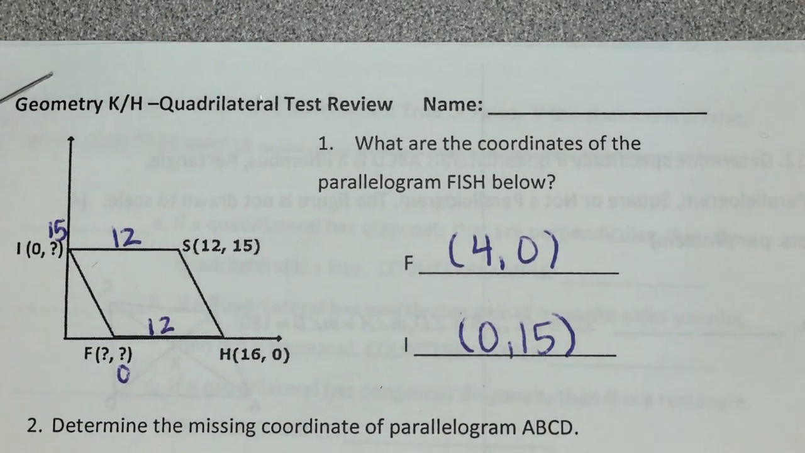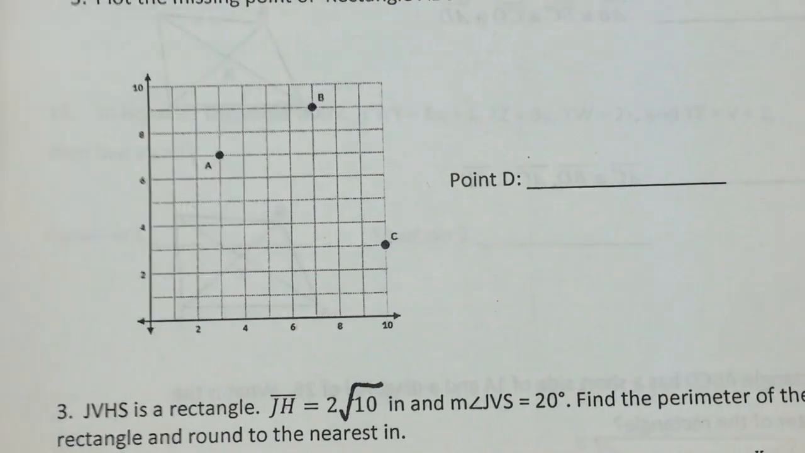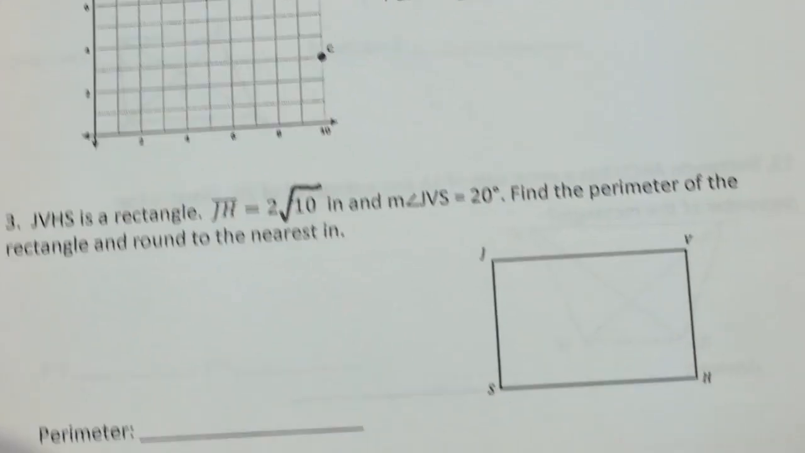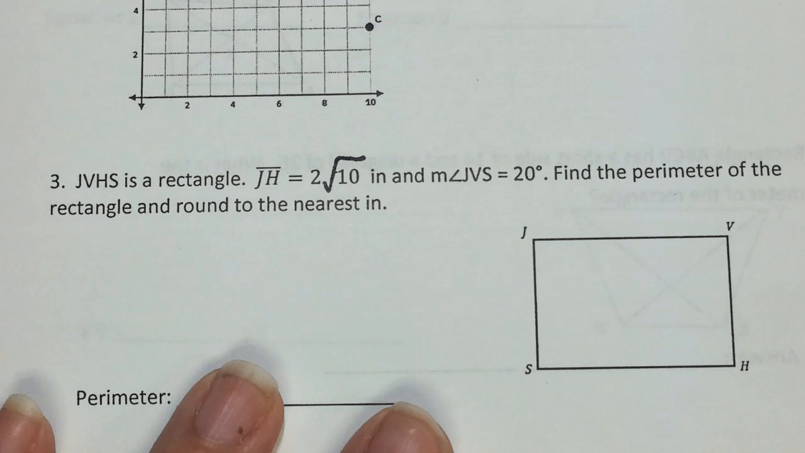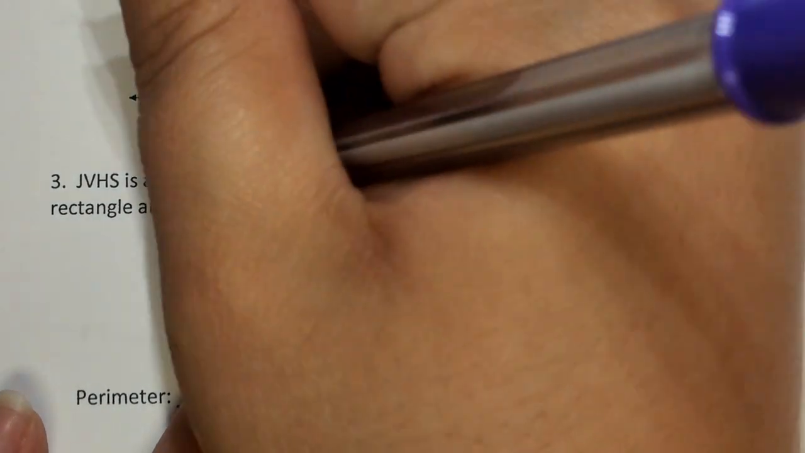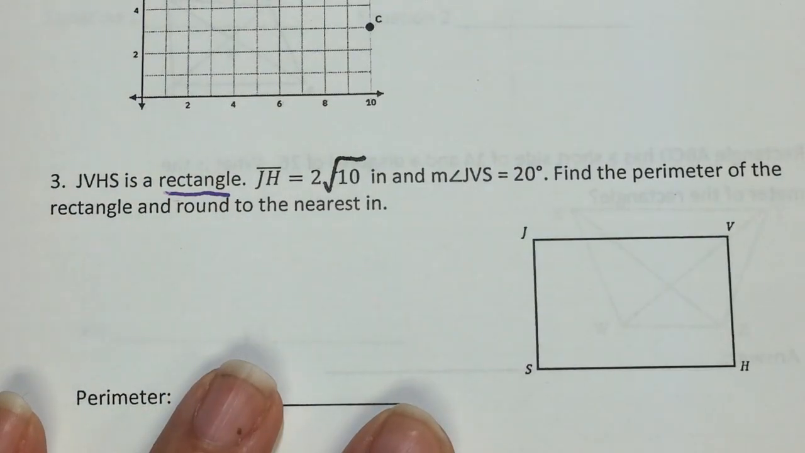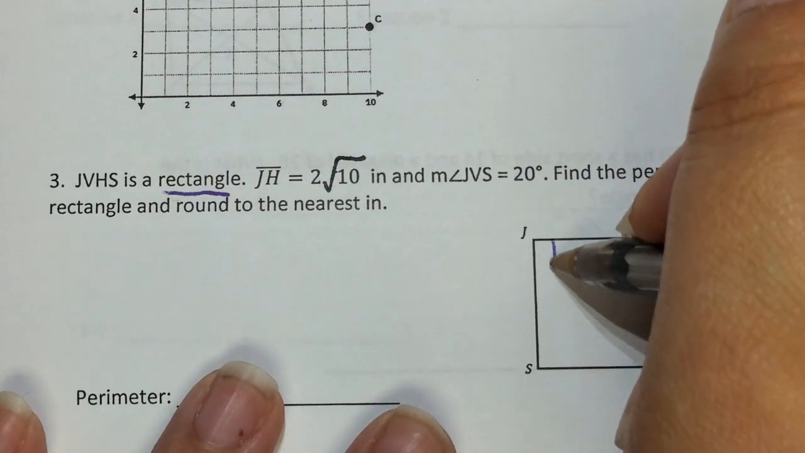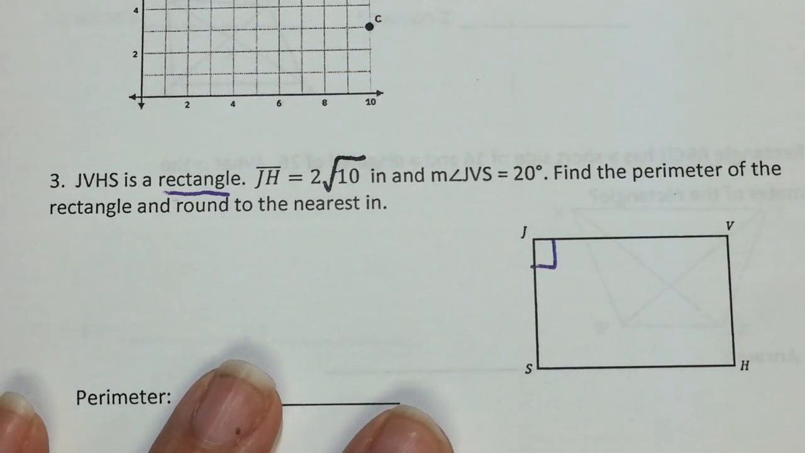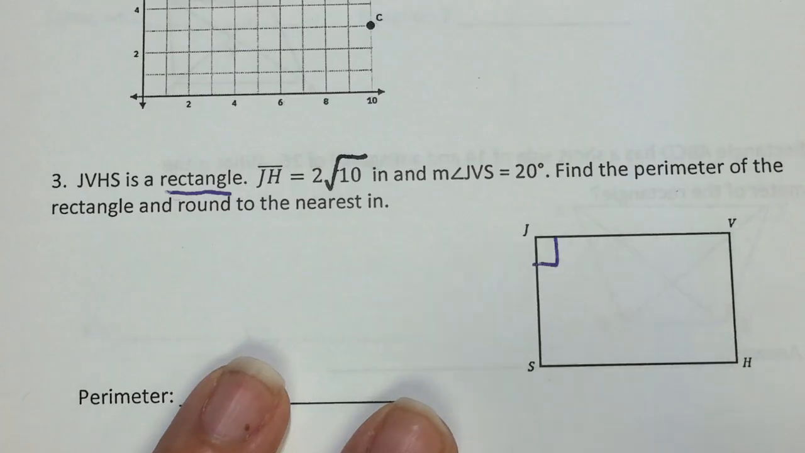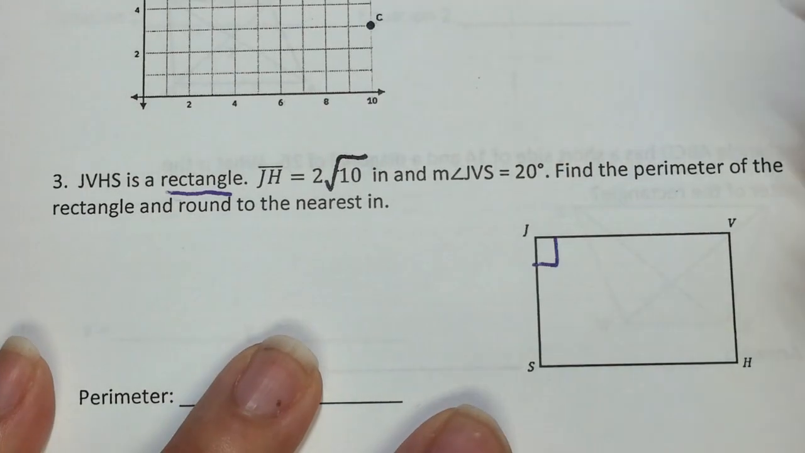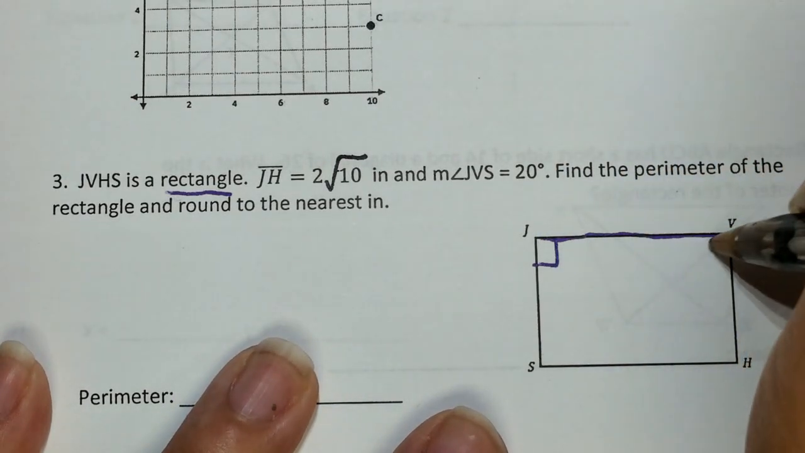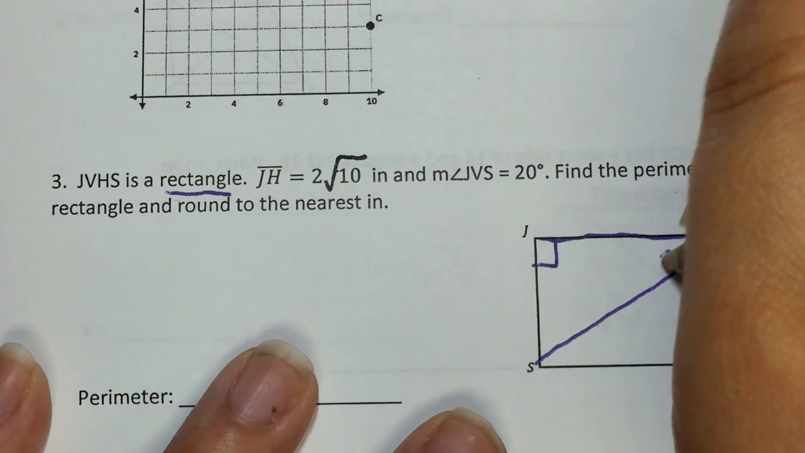Okay. I'm going to go down to number 3, the second number 3. It says JVHS is a rectangle. What do we know about rectangles? They have 90 degrees. Do y'all agree with that? Yes. Okay? JH is 2 square roots of 10. I'm not going to draw that yet, but look up. I know, the bottom number 3. And JVS, so J to V to S, is 20 degrees.